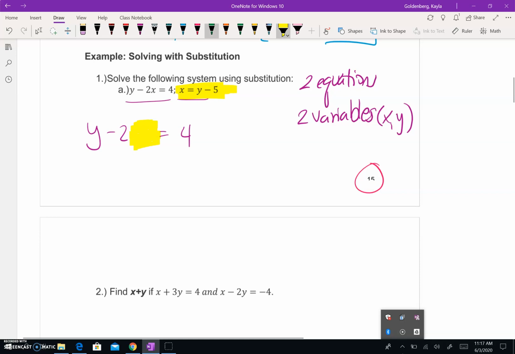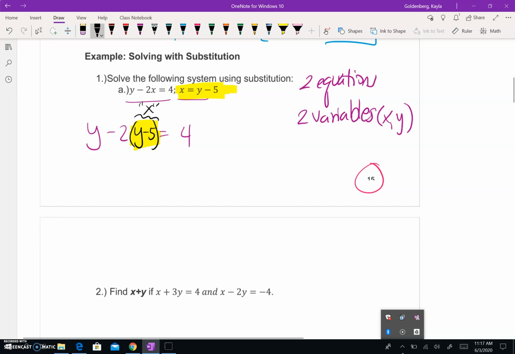And I'm going to substitute in, let's put it like that, with a different color. X is the same thing as y, take away 5. So remember, this is representing our x, and now what you'll notice is we only have one variable in our equation, and we could solve for what y is equal to.